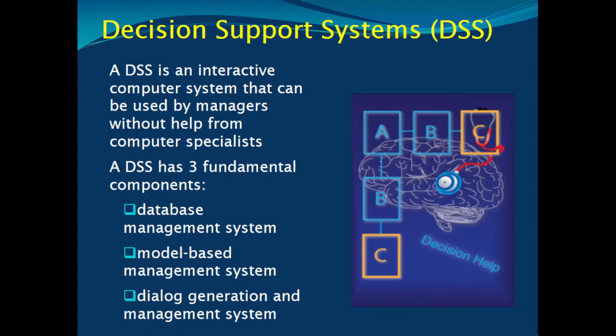A decision support system has three fundamental components: the database management system, which stores large amounts of data relevant to the problem the decision support system has been designed to tackle; the model-based management system, which transforms data from the database management system into information that is useful in decision making; and the dialogue generation and management system, which provides a user-friendly interface between the system and the managers who do not have extensive computer training.